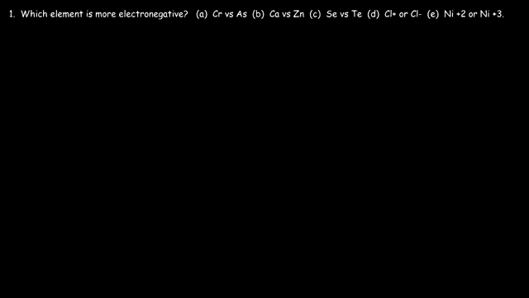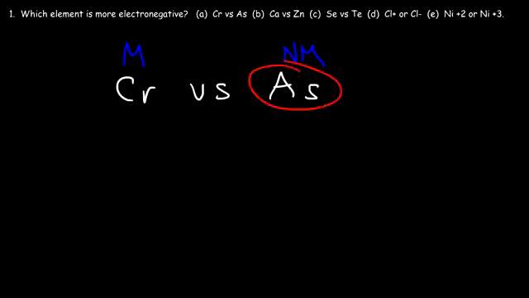Now let's work on some practice problems. Which element is more electronegative? So looking at part A, is it chromium or is it arsenic? Which one's going to win? What do you think? Chromium is a metal and arsenic is a nonmetal. Nonmetals are usually more electronegative than metals. So therefore, we should expect that arsenic is going to be more electronegative.